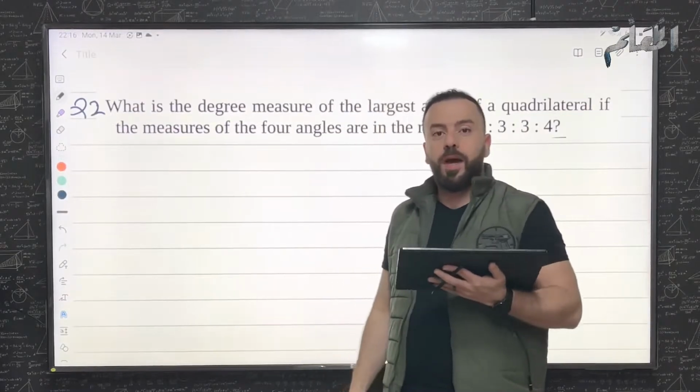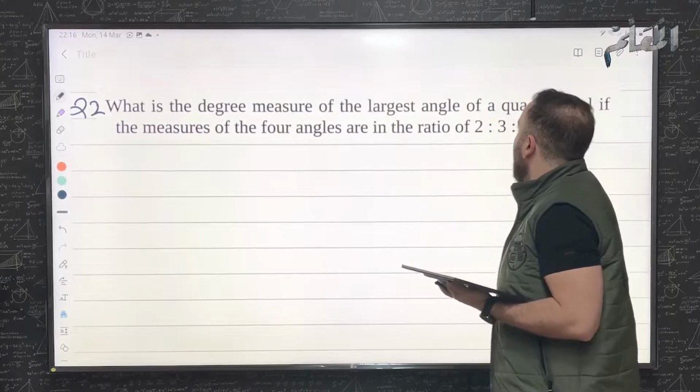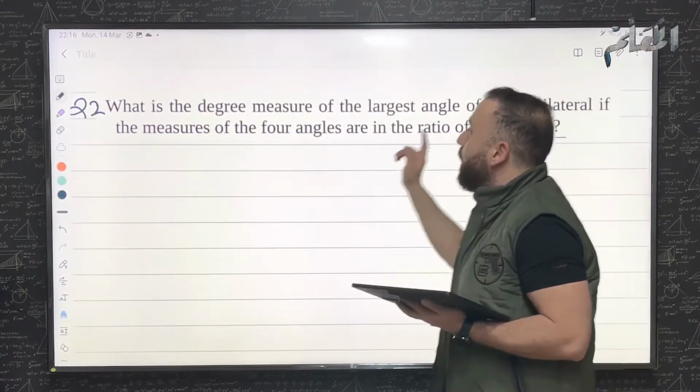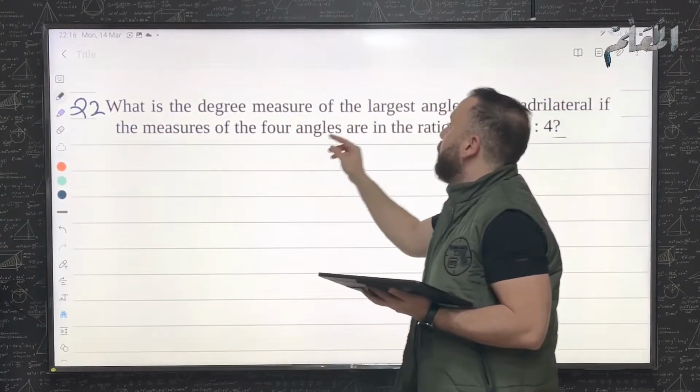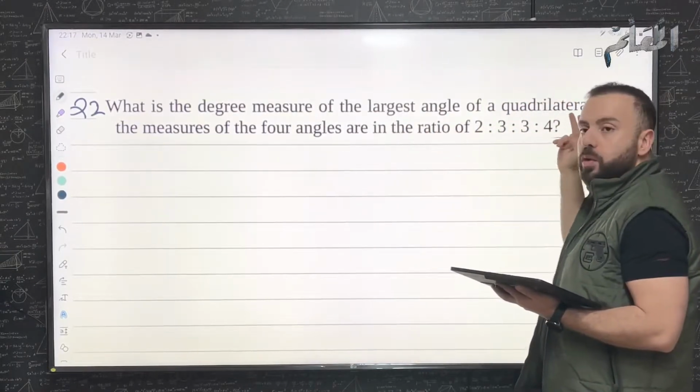Okay, question 2, guys. Now, what is the degree measure of the largest angle of a quadrilateral, if the measures of the 4 angles are in the ratio of 2 to 3 to 3 to 4?